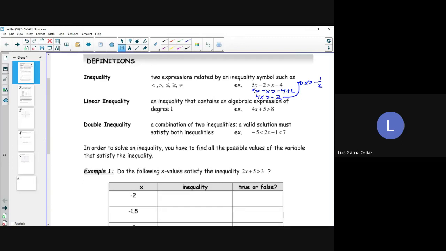So a linear inequality is an inequality that contains an algebraic expression of degree 1. Okay? If it's higher than degree 1, then we're dealing with a polynomial inequality, which is the next lesson.